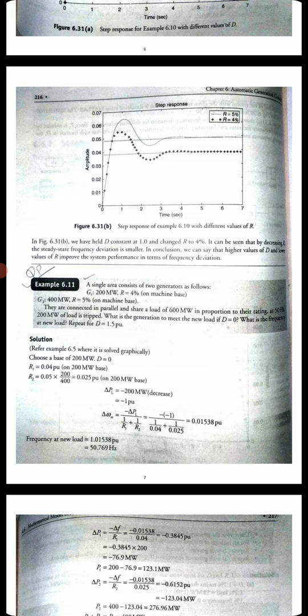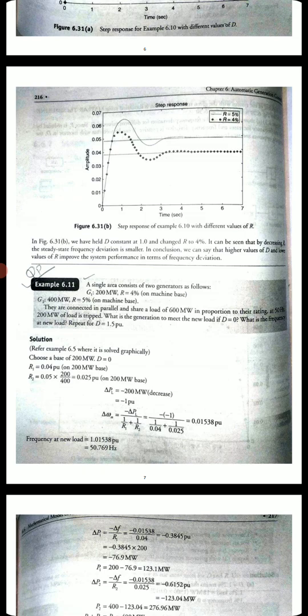Then R1 is on the 200 megawatt base only, obviously, that is 4%, which means 0.04 per unit. R2 we need to find out on the base of 400, because it is given on the 400. We need to convert it to the 200 megawatt base. 0.05 is nothing but divided by 400 into 200. So that is 0.025 per unit on 200 megawatt base.